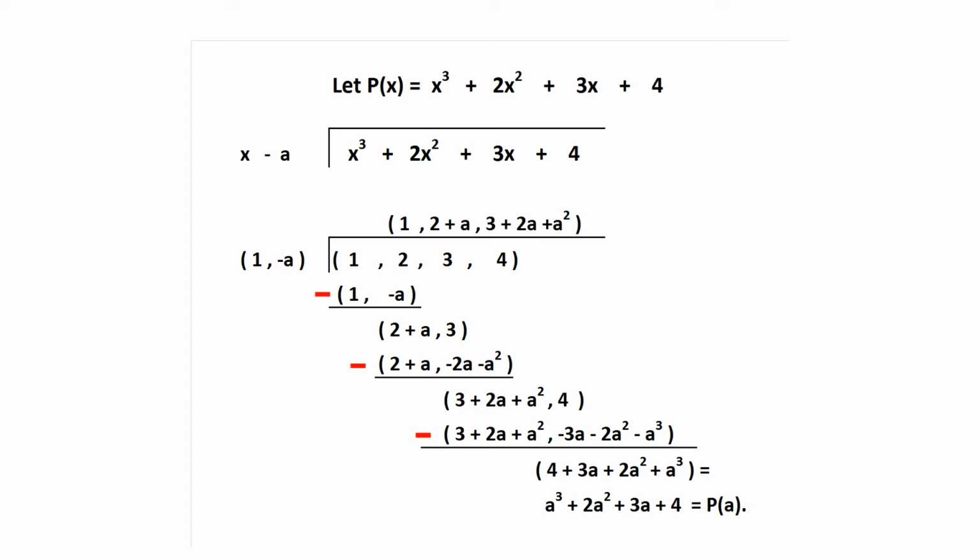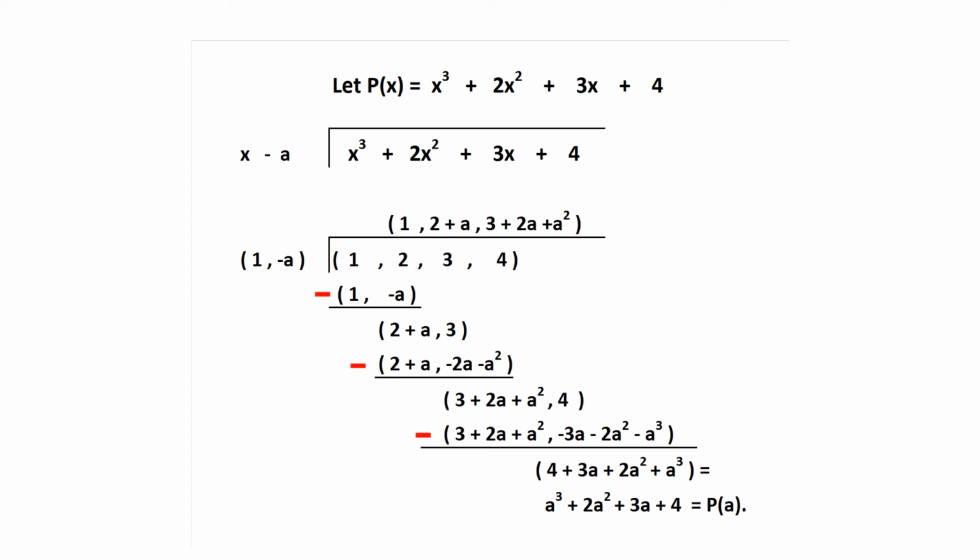You can think of this as what makes x minus a 0. What value for x? A. Okay, now we're going into 1, comma, 2, comma, 3, comma, 4. You ask yourself the question, what times the 1 in 1, comma, negative a equals the 1 in the 1, 2, 3, 4? 1. So 1 times 1, comma, negative a is, as you see below, 1, comma, negative a, and the operation is subtract. So the 1's will go away, and a negative a is a, and then 2 plus a is there below it, and then you bring down the 3.